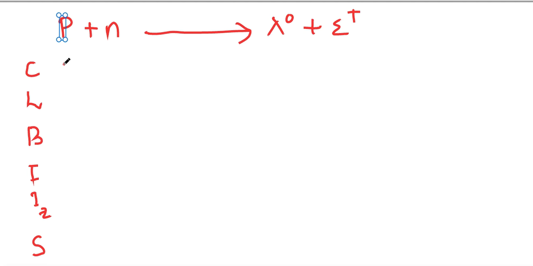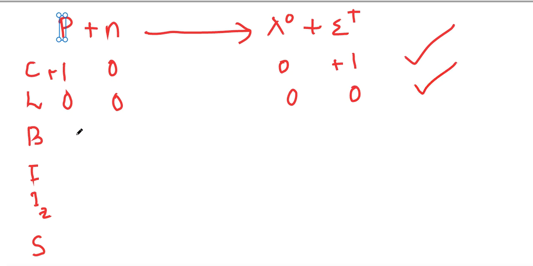So charge of proton is plus 1, neutron is 0, lambda 0 is 0, sigma plus is plus 1. On the LHS we have total charge plus 1, on the RHS total charge plus 1, so charge is conserved. Now let us take lepton number. Lepton number for a baryon is 0, therefore lepton number is also conserved. Now let us take baryon number. For all baryons, baryon number is 1. So this is 1, this is 1, these two are 1, therefore it is conserved.